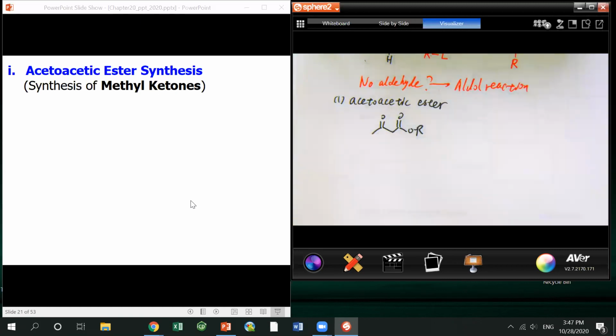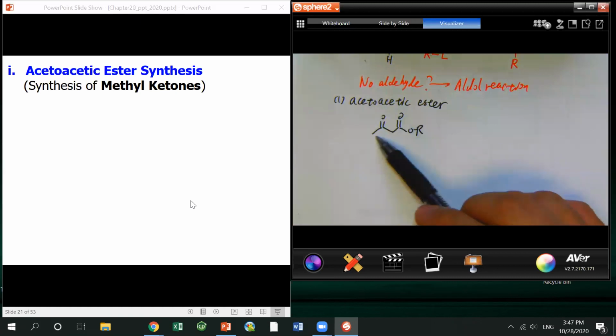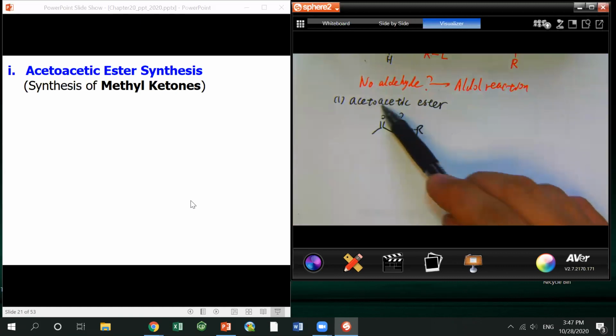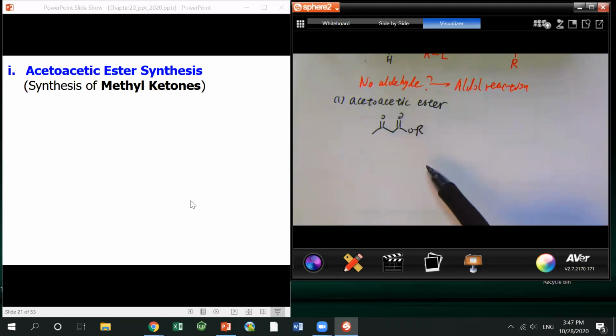All right. So acetyl refers to this part. That's the acetyl group. Acetic ester refers to this part. So that's the acetic ester. So we have two parts: acetyl acetic ester.